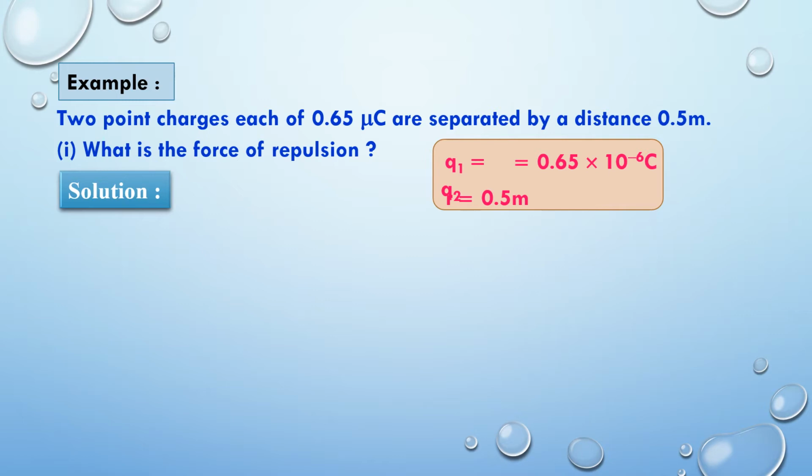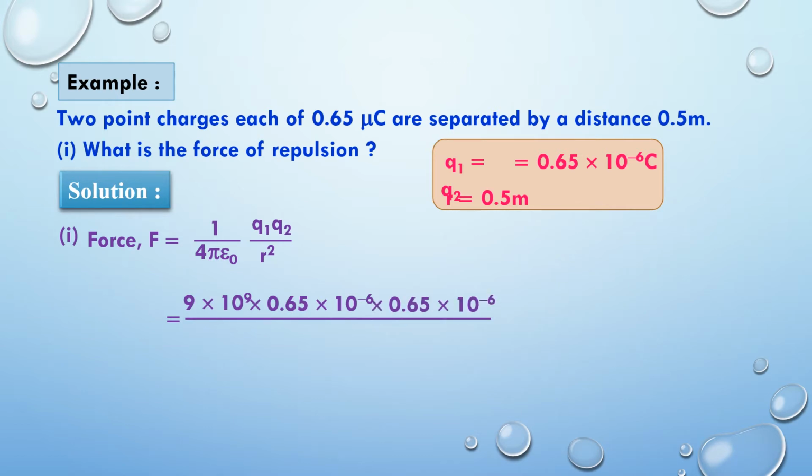So to find the force of repulsion, I'll consider first the force F, which is given as 1 upon 4 pi epsilon naught Q1 Q2 upon R square. I'm substituting the values of Q1, Q2 as well as distance R and 1 upon 4 pi epsilon naught into the above formula, where on substituting and simplifying you should get an answer which is 1.521 × 10 to the power of minus 2 Newton.